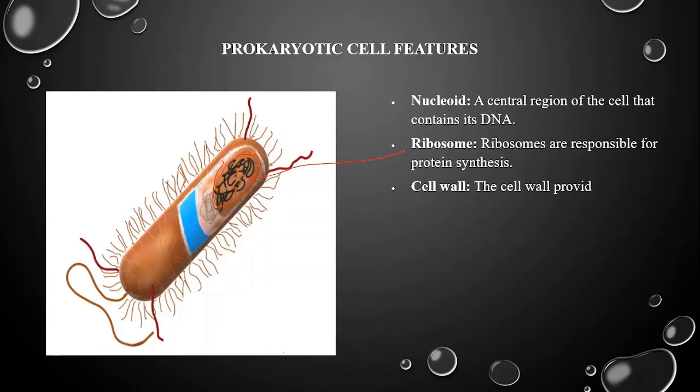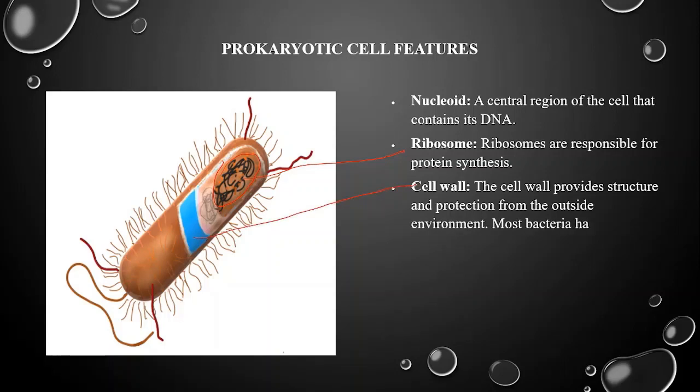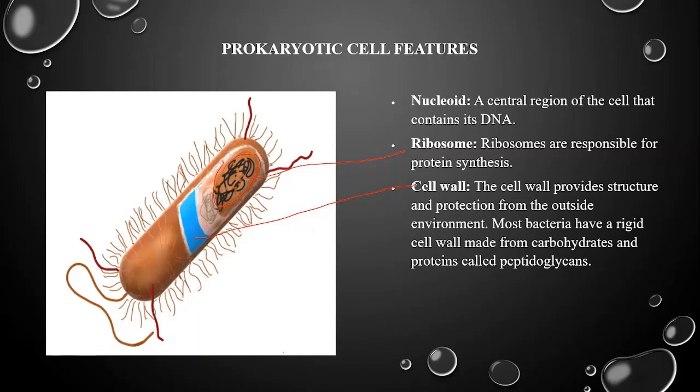Next, the cell wall. Here you can see the cell wall, which provides structure and protection from the outside environment. Most bacteria have a rigid cell wall made from carbohydrates and proteins, termed peptidoglycans, which protect the prokaryotes from external forces and external stress.